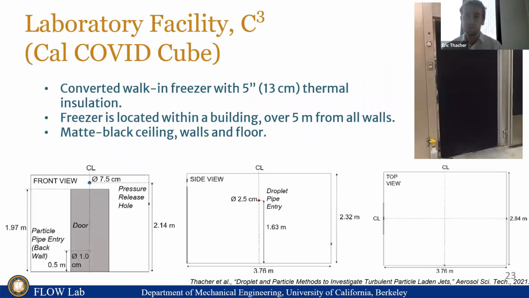So to dive into the facility, where we conducted the experiments was a converted walk-in freezer. We did that because we want to conduct experiments at room scale, but we want to control the environment as much as possible. It's a 3.75 meter by 2.3 by 2 meter cube that only has a handful of entry points for flow. Basically, that's to inject the flows that we want, and then one pressure release hole.